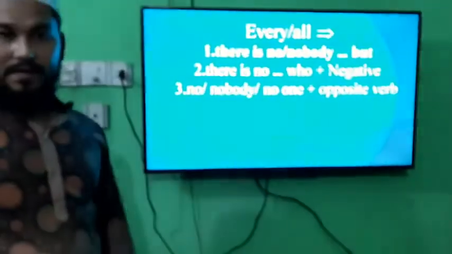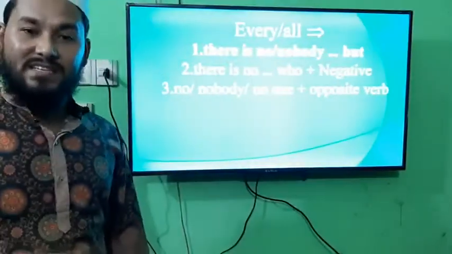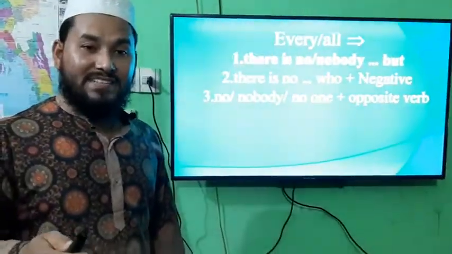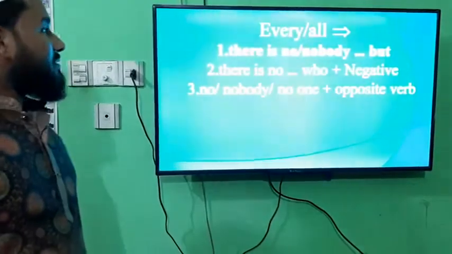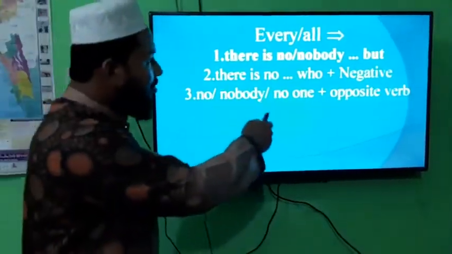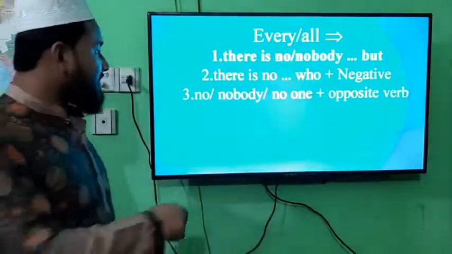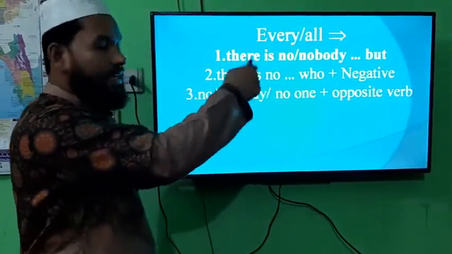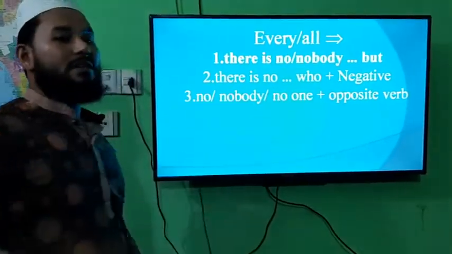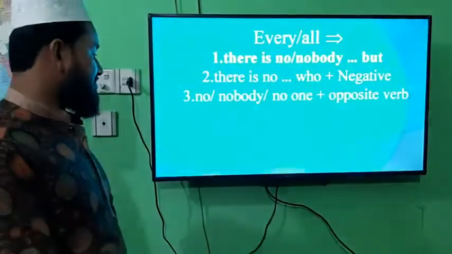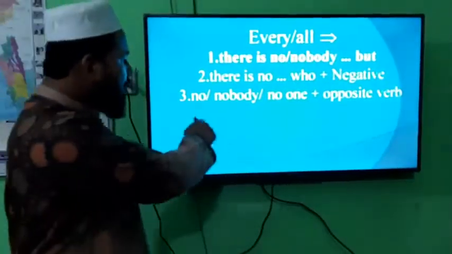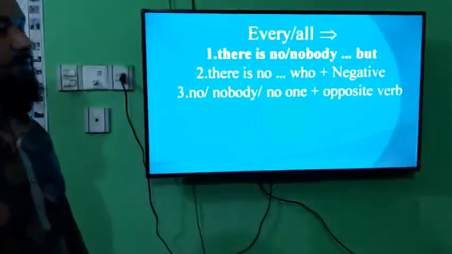That is an important example here. Every or all. If we get every or all in a sentence, that time we can answer it in three ways. Clear? Firstly, you can use there is no or nobody, then the next word, then but, and the other parts of the sentence. And there is also another option, that is there is no, the next word of every, then who, and you can use the negative of the other parts of the sentence. Or you can use no, nobody, or none, no one, plus the opposite verb.